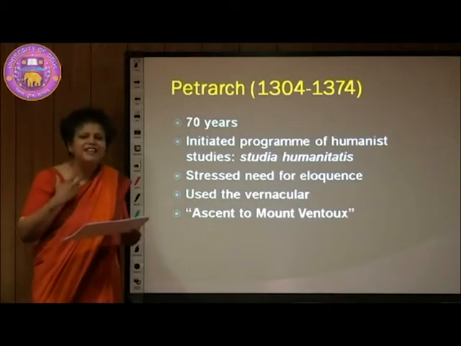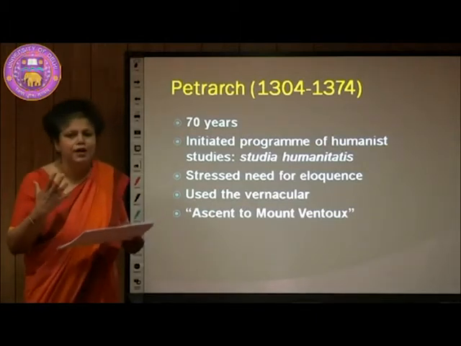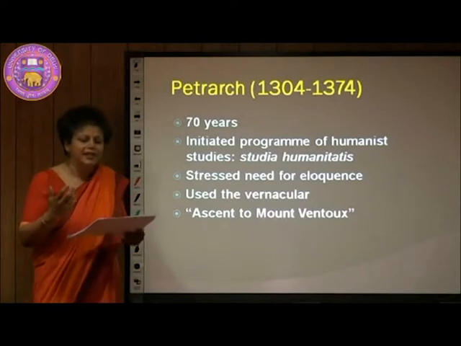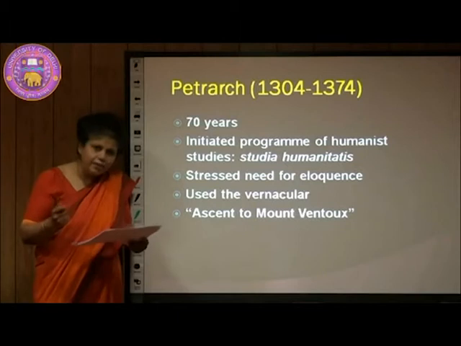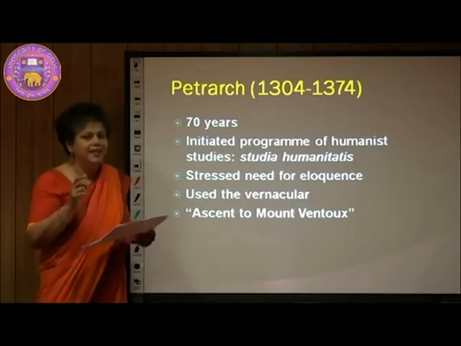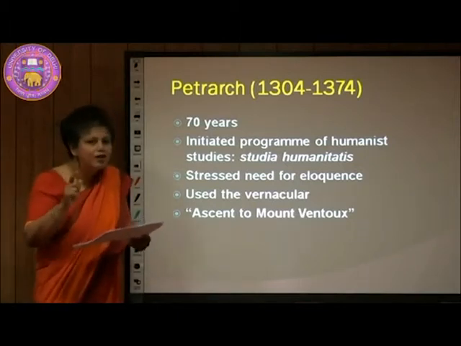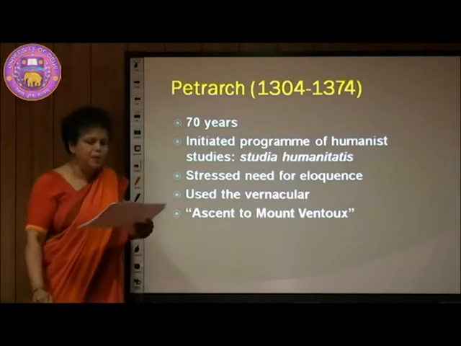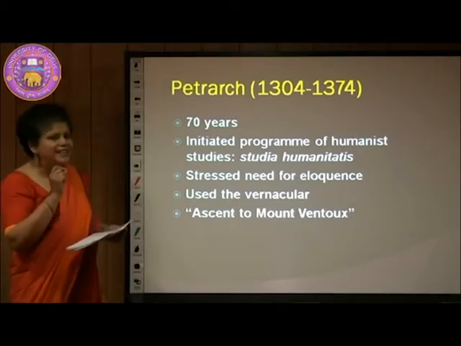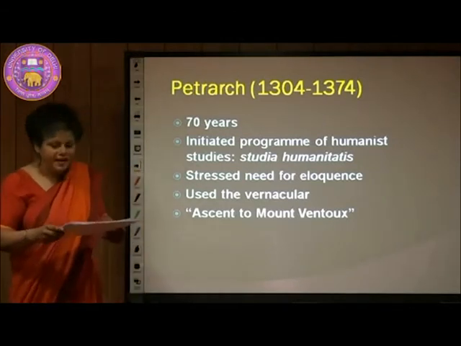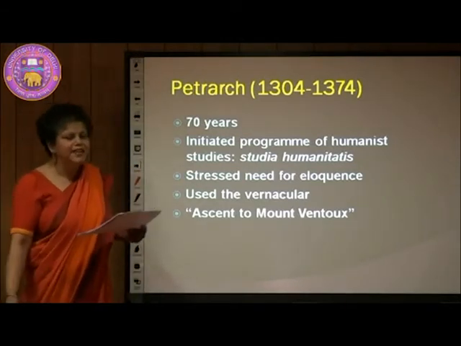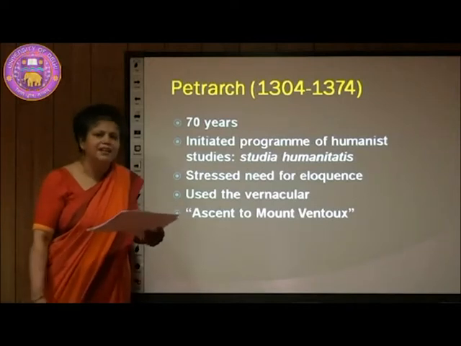He initiated this sort of course of humanistic study called the Studia Humanitatis. He stresses the need for eloquence, but he also uses the vernacular. He writes sonnets in Italian, not in Latin or in Greek. That's very important. One of the major letters that he writes is called the Ascent to Mount Ventoux. He writes this around 1350, and it's addressed to one of his former confessors.